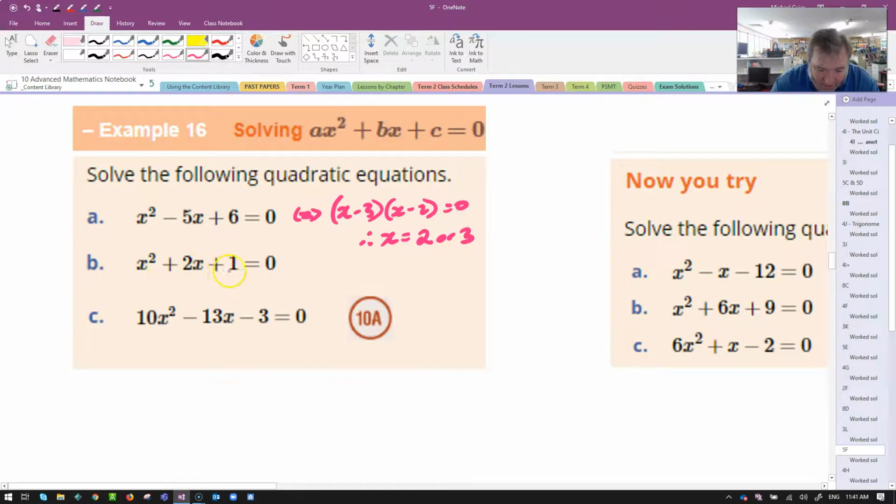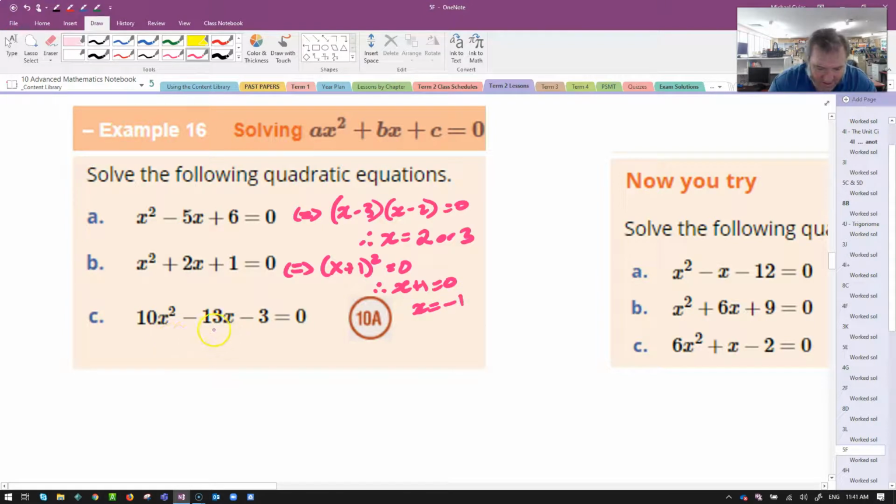X squared plus 2x plus 1. Numbers that multiply to 1 and add to 2. Well, that's x plus 1 times x plus 1, which I could just write as x plus 1 squared, couldn't I? If a square number equals 0, then that number has to equal 0. So x plus 1 has to equal 0. X equals -1. Only one solution there.